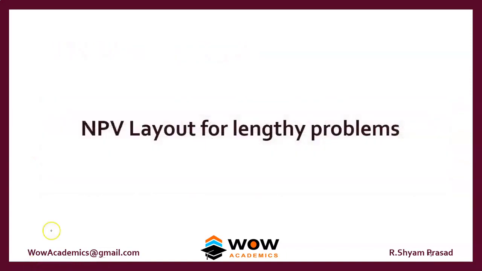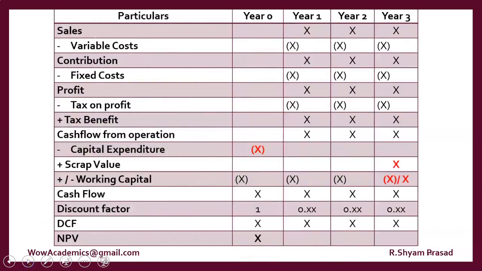So here we look at the NPV layout for a lengthy problem. Usually you start with the sales, deduct the variable cost, and arrive at contribution. Then deduct fixed cost, and you arrive at profit. Then deduct the tax on profit, and add any tax benefit on depreciation if you have. You arrive at the cash flow from operation. Deduct the capital expenditure, and add any scrap value if there is any; usually it will occur in the last year. If there is any cash outflow of working capital, show it as a minus number. If there's a cash inflow, show it as a plus number. Add all of them together and you arrive at the cash flow. Use the discount factor, get the discounted cash flow, and you will arrive at the NPV. So this is the NPV format for a lengthy problem.